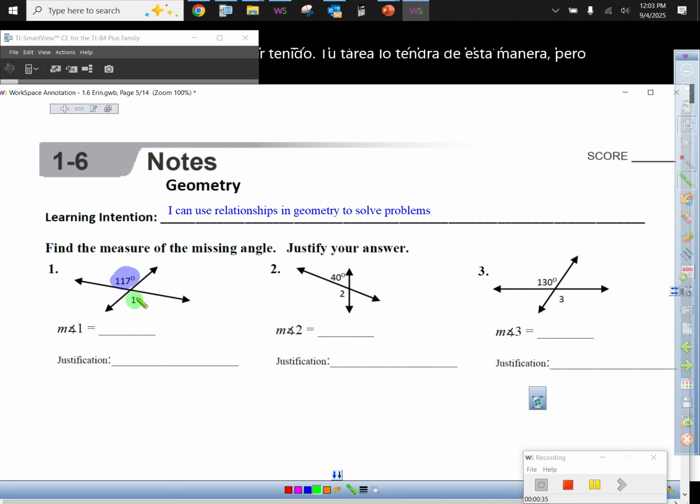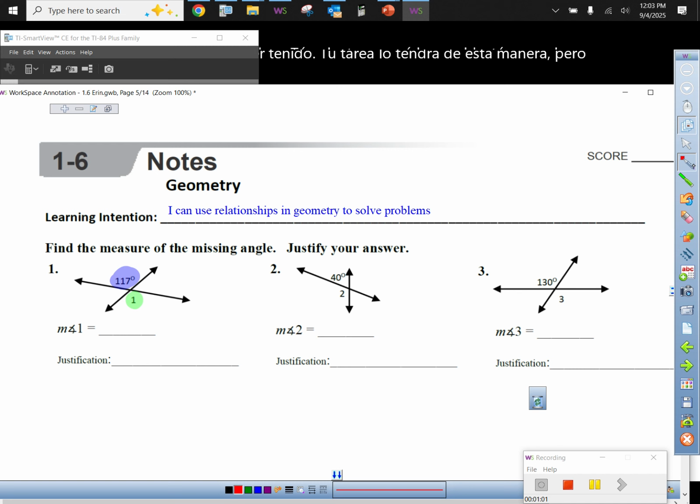Here is the secret to how this class works. We need to learn to ask ourselves, what kind of angles are these? And here, I don't care about acute, right, obtuse, or any of that stuff. I care about, are they linear pair or are they vertical angles? What do you think? Are they right across from each other in the X, or are they side by side touching each other forming a line? What do you think? Linear pair or vertical angles? Those are vertical angles.